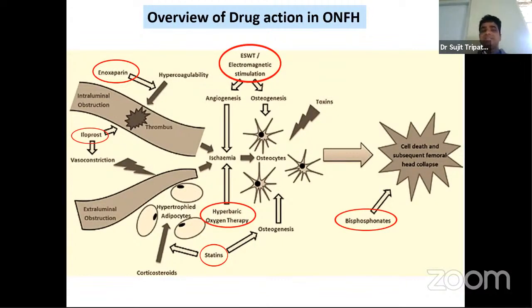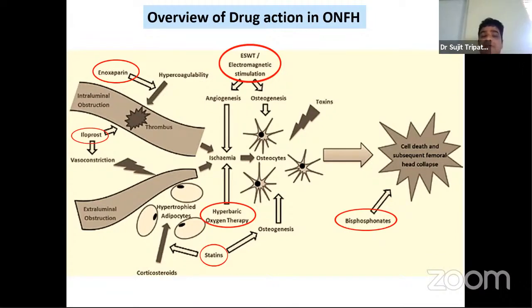We all know that sickle cell disease, thalassemia, and many other diseases lead to a hypercoagulation state, and that causes blockage of the arterial system. So enoxaparin prevents that process, and hence it halts the progression of the disease. Iloprost is a prostaglandin analog that dilates the blood vessels and increases the vascularity.